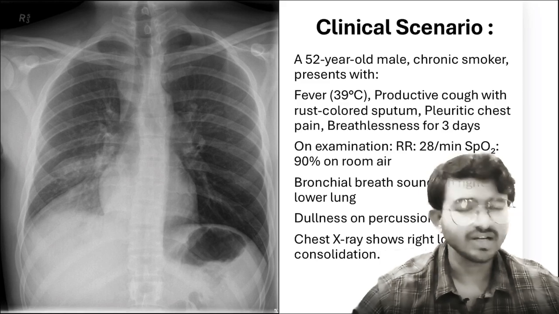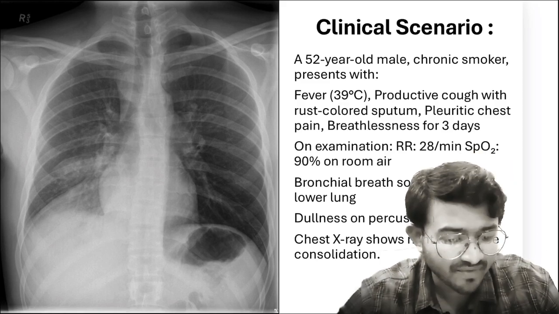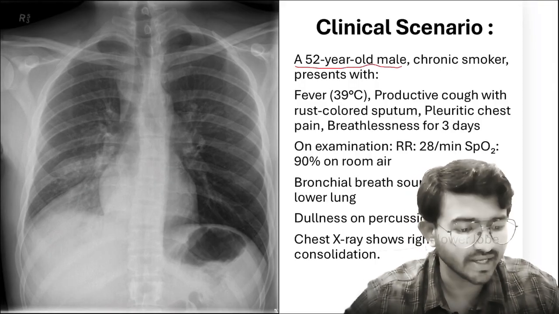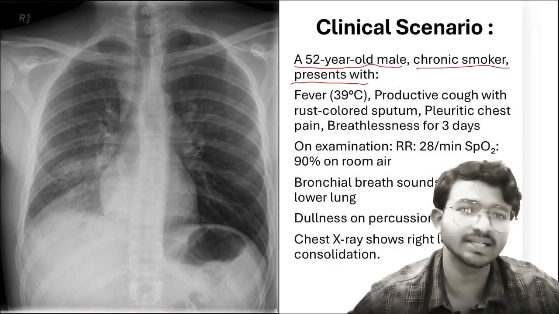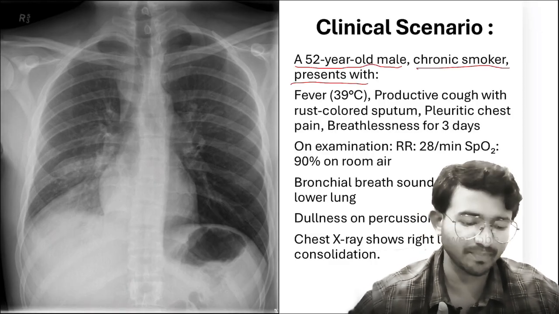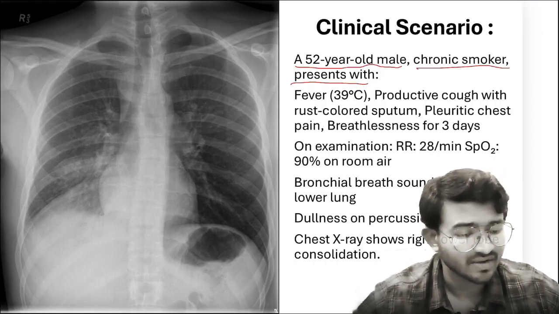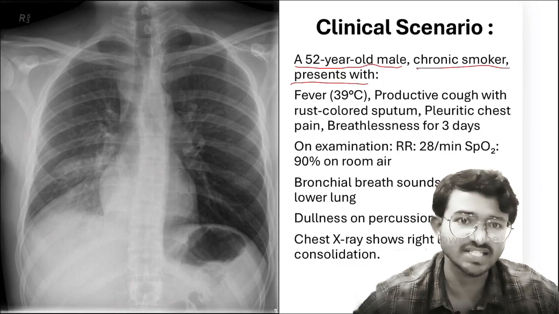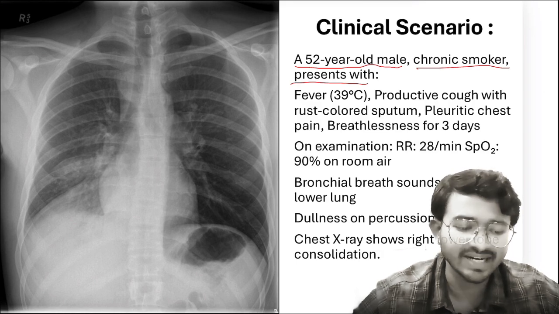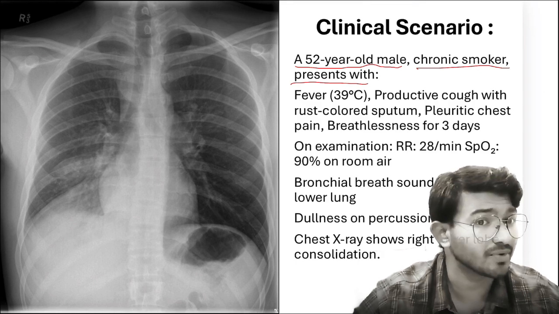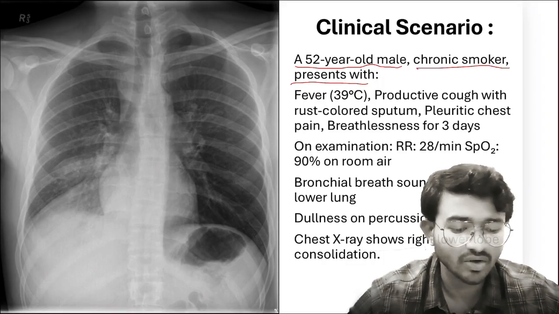So first of all, the clinical scenario. Here you can see a 52 year old male, a chronic smoker, who presents with fever, productive cough with rust colored sputum, pleuritic chest pain and breathlessness for 3 days. On examination, the respiratory rate is 28 breaths per minute, and the saturation is 90% on room air. Bronchial breath sounds are heard in the right lower lung, with dullness on percussion, and the chest x-ray shows right lower lobe consolidation.